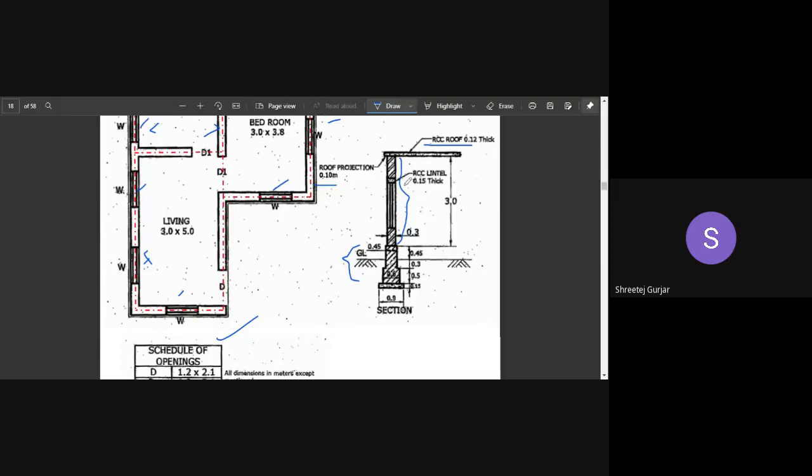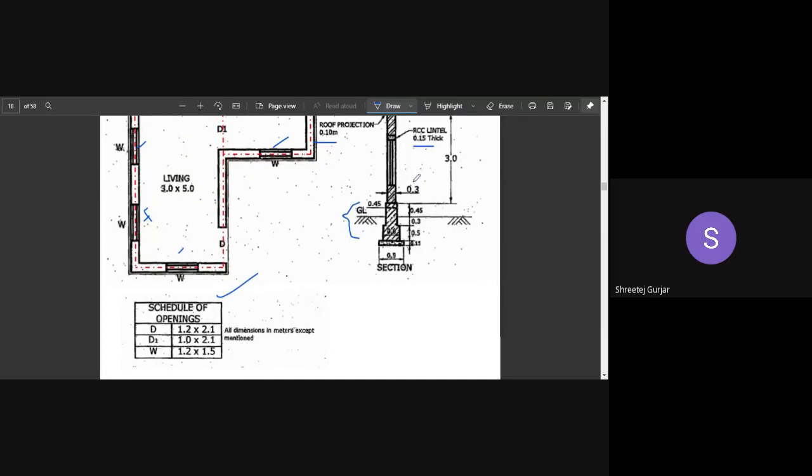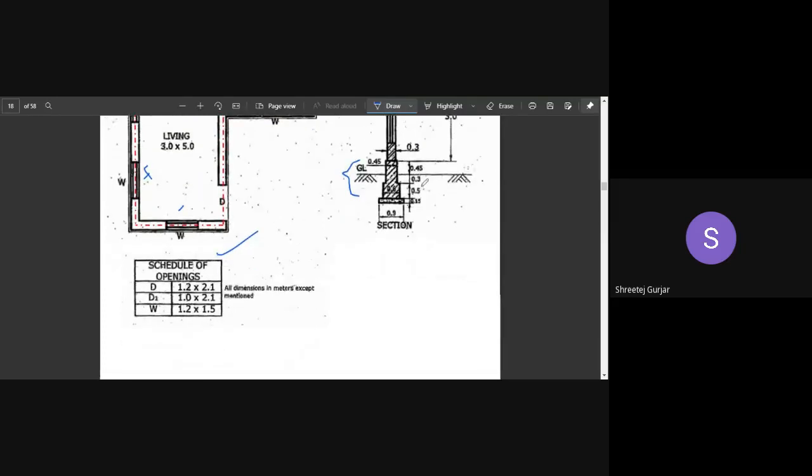You can see the lintel, they have given the thickness of the lintel as 0.515 meters. Floor to floor height is 3 meters. And the foundation work is in UCR, uncoursed rubble masonry work, in stone. The width of your foundation, you can see, is 0.9. And this is the ground level. This is what is required for excavation, the depth which we need to excavate.